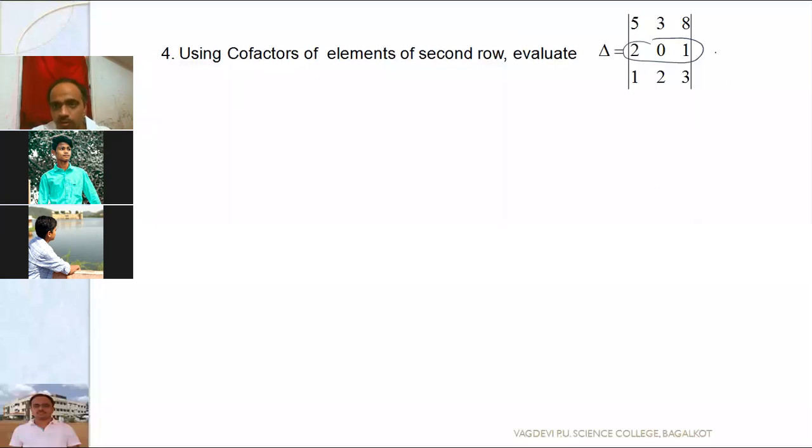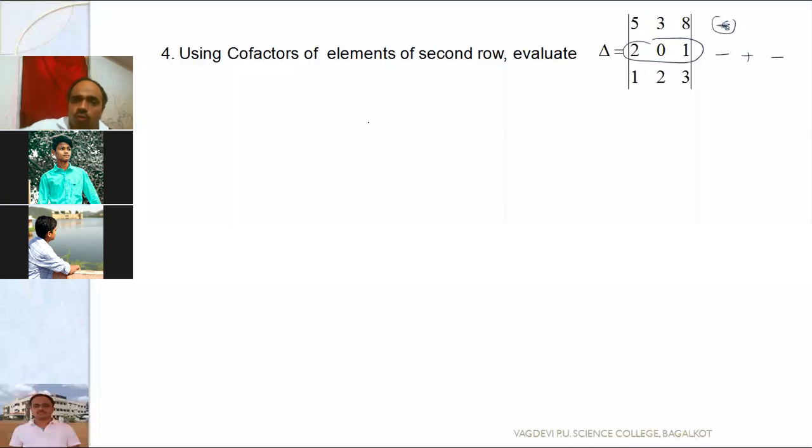Now tell me, what is the sign scheme for the second row? For the second row, minus, plus, minus. Because at the top we always have plus, it starts with plus, so the next row will be minus. So for the second row, leaving the first row, the sign scheme is minus, plus, minus, because the question asks for the elements of the second row. First you have to find the cofactors of 2, 0, 1.